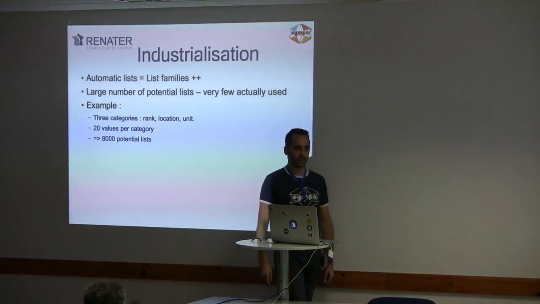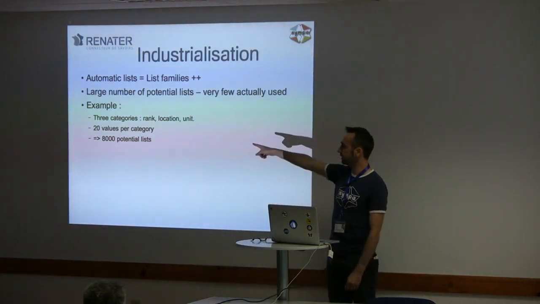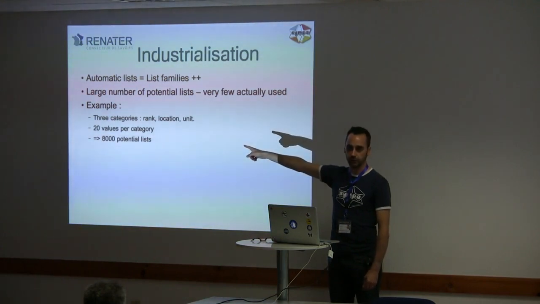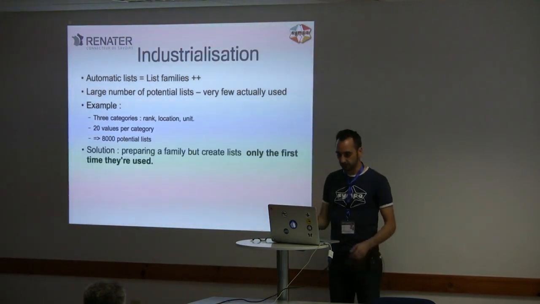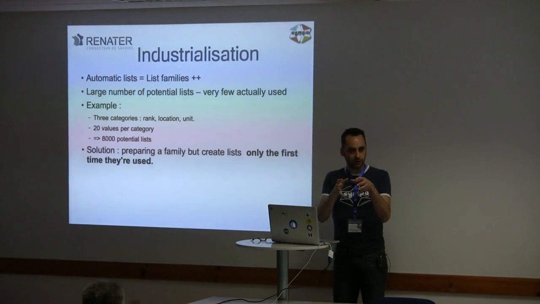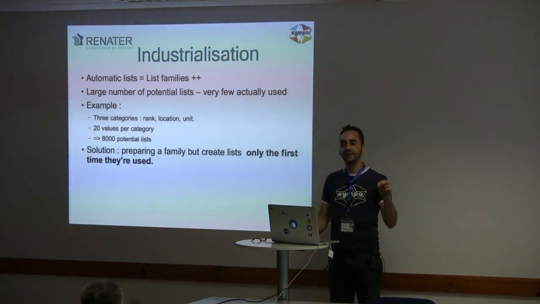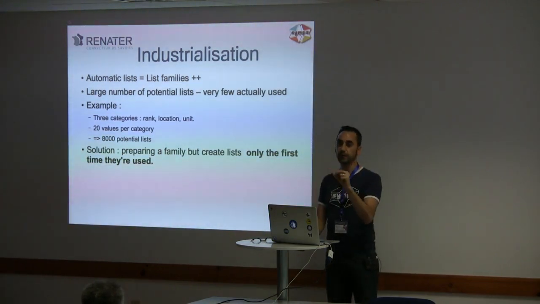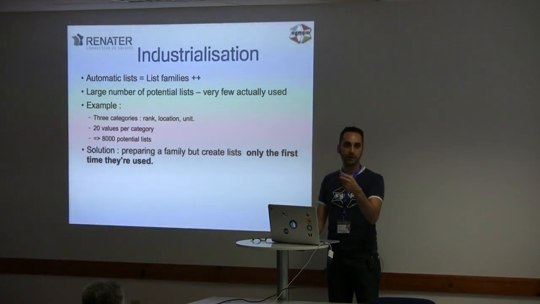Seriously, only 100 of them will ever be used. So you won't create 8,000 lists that will never be used. The idea with automatic lists is to prepare a family and create the list only the first time it's used. The first time you send a message to the list, it's created.